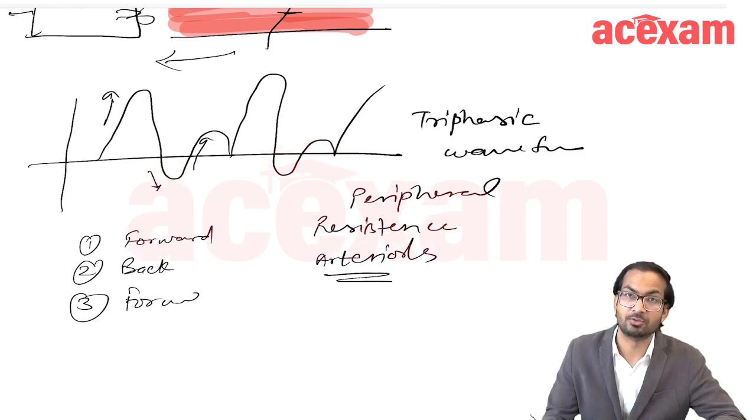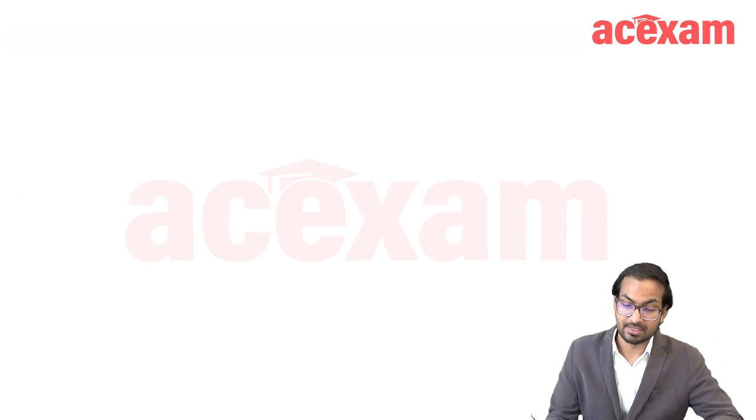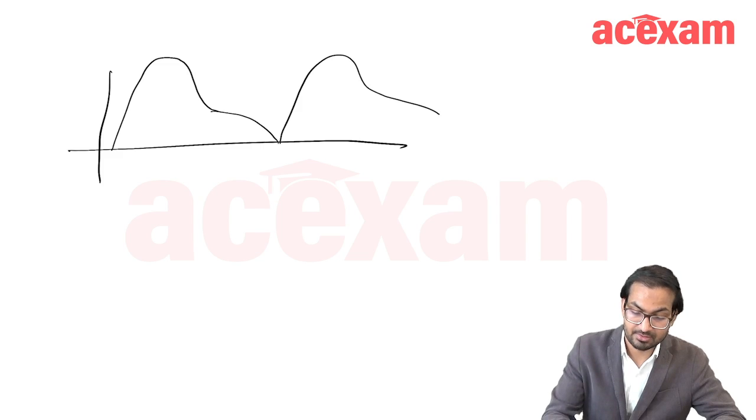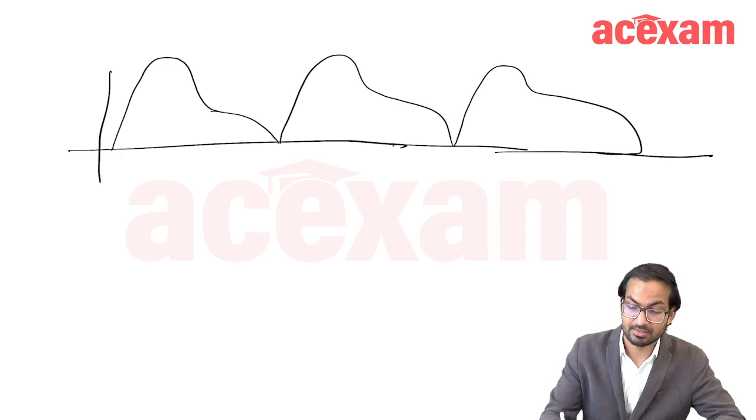Nothing but arterioles. Okay. Let's come to the second waveform. When you see that there is a systolic upstroke and then diastolic like this, then systolic upstroke, then diastolic like this, systolic upstroke and diastolic like this. When this kind of flow is happening, what is happening?